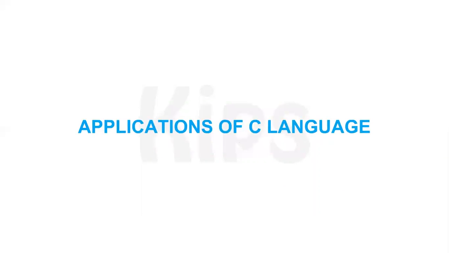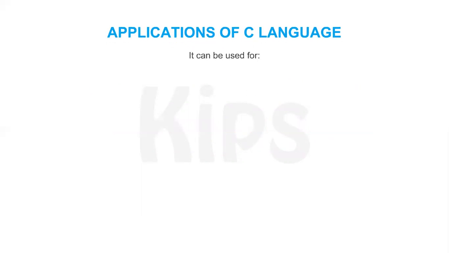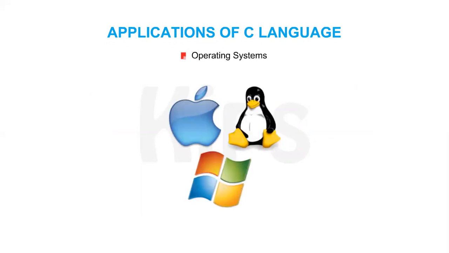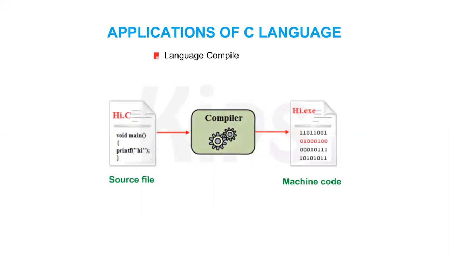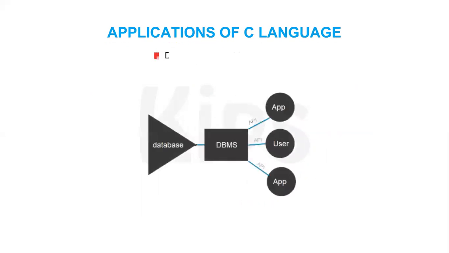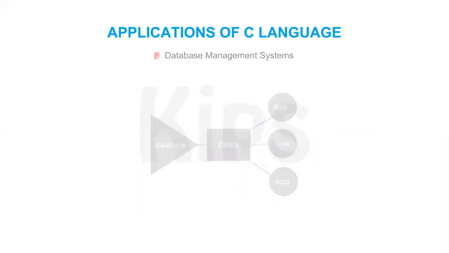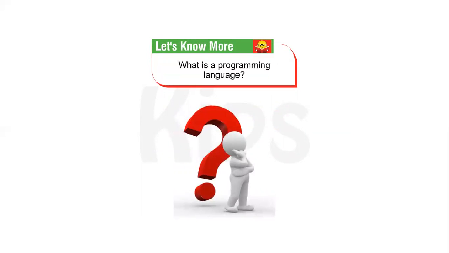Let us learn about applications of C language. It can be used for operating systems, network drivers, language compilers, interpreters, modern programs, assemblers, database management systems, text editors. Students, can you quickly reply, what is a programming language?